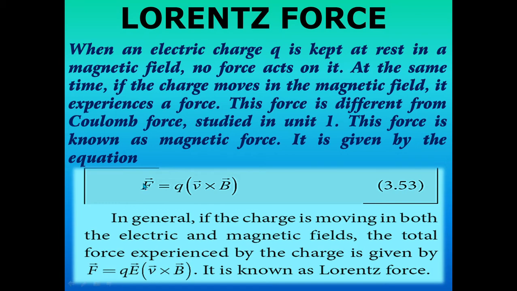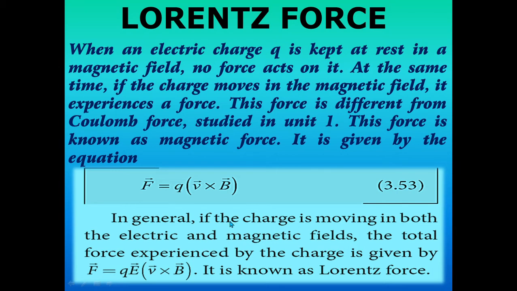Once again, repeat. When an electric charge Q is kept at rest in a magnetic field, no force acts on it. At the same time, if the charge moves in a magnetic field, it experiences a force. This force is known as magnetic force because the charge experiences a magnetic force. That is why we call it a magnetic force. So the equation is F vector is equal to Q into V vector cross B vector.